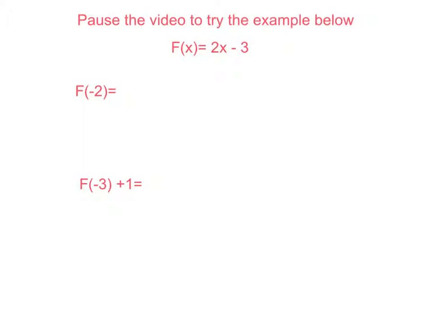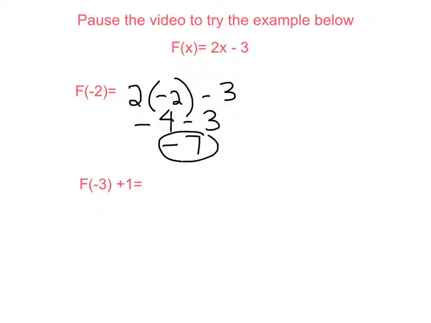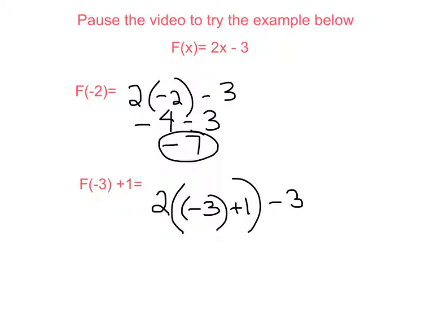Let's take a look at the first example. So 2 times negative 2 minus 3. So we have a negative 4 minus a 3. So negative 4 minus 3 is negative 7. So that's our first answer. And then down below, we're now replacing the x with almost an equation. So you have 2, then you're replacing negative 3 plus 1, minus 3. Order of operations, you always do what's in the parentheses first. So negative 3 plus 1 is a negative 2 minus 3. And so, again, we get the same answer.